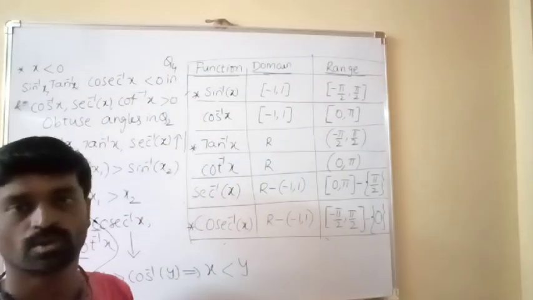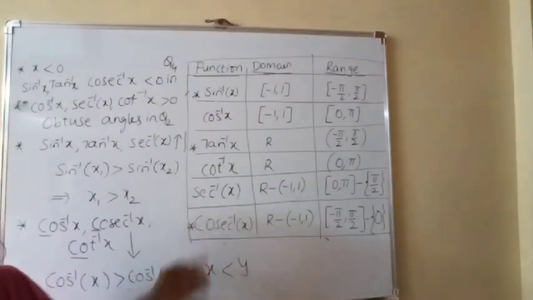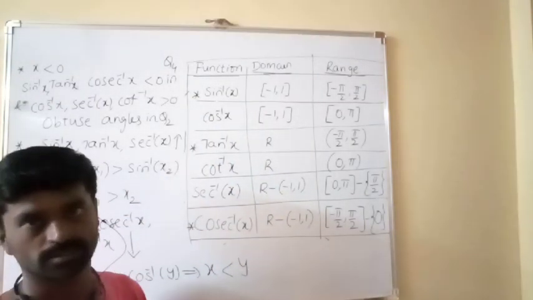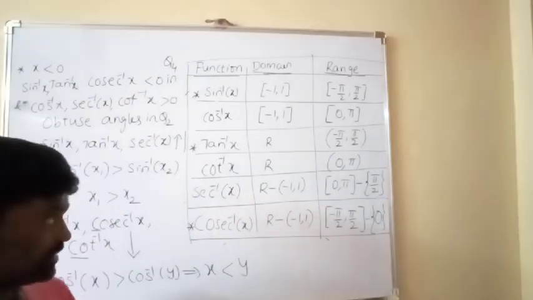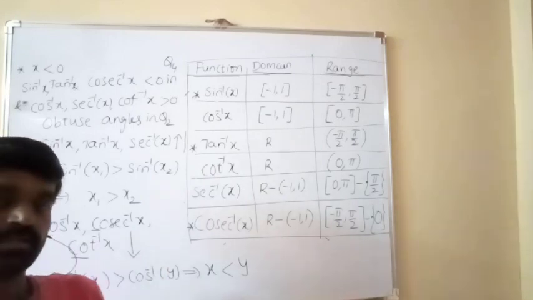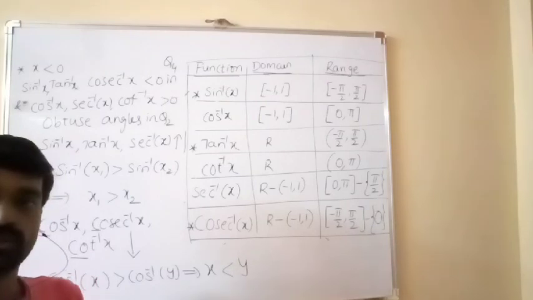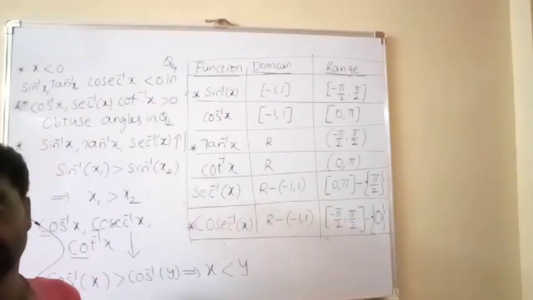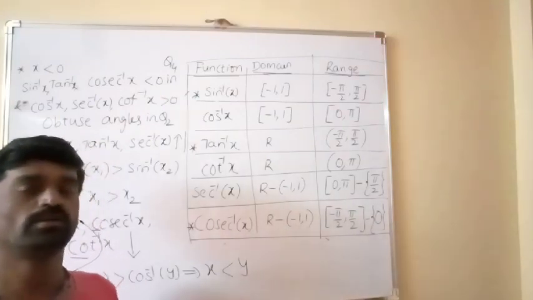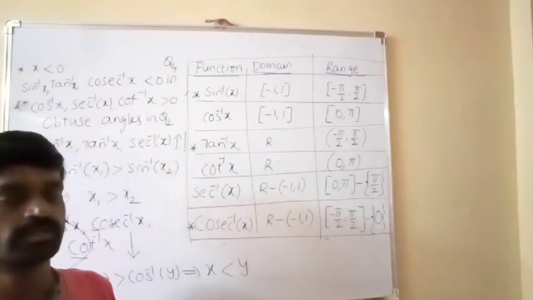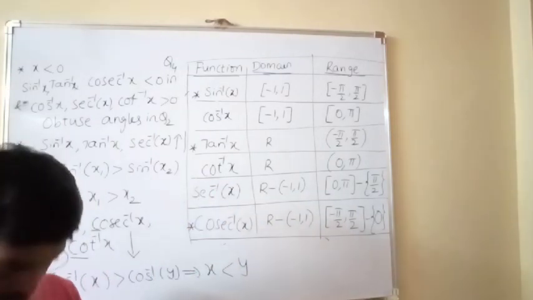So sine inverse, tan inverse, cosecant inverse are odd functions. Hence they are symmetric about origin. And cos inverse, cot inverse, secant inverse are neither even nor odd functions. Because cos inverse of minus x formula is what? Pi minus cos inverse x. Cot inverse of minus x is pi minus cot inverse x. Secant inverse of minus x is also pi minus secant inverse x. So that means cos inverse of minus x is neither equal to cos inverse x nor equal to minus cos inverse x. So that is why it is neither even nor odd function. Similarly, cot inverse and secant inverse.